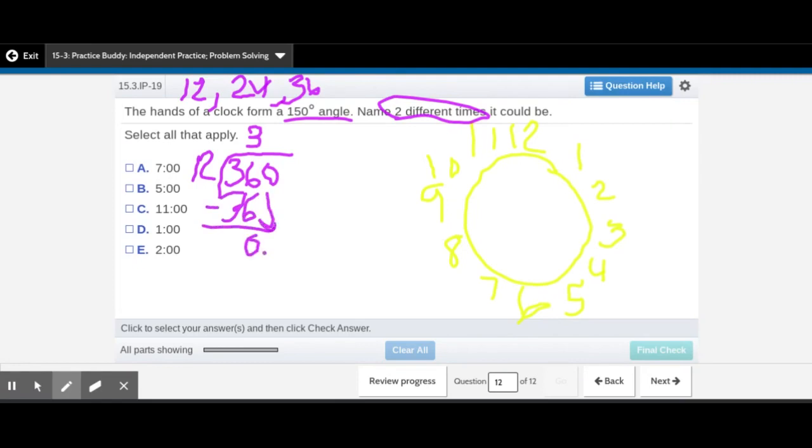Bring down the next 0. 12 goes into 0 zero times. So now I know that this is going to be 30 degrees. Each of these hours is 30. So any time I go to the next hour, I'm counting by 30 degrees.